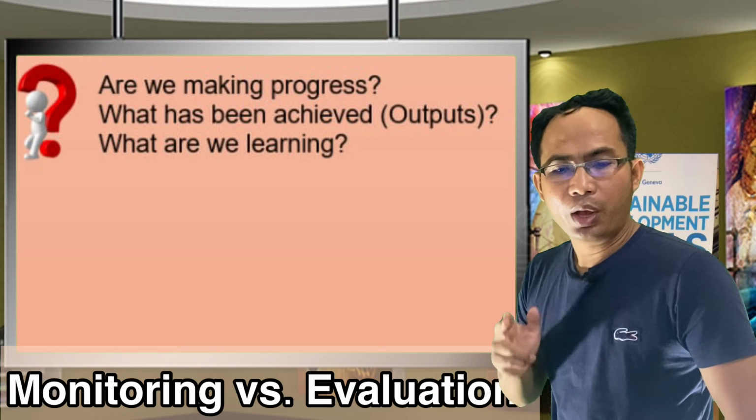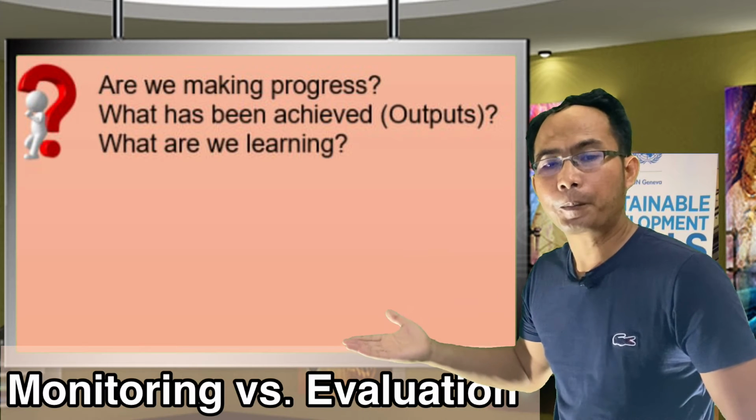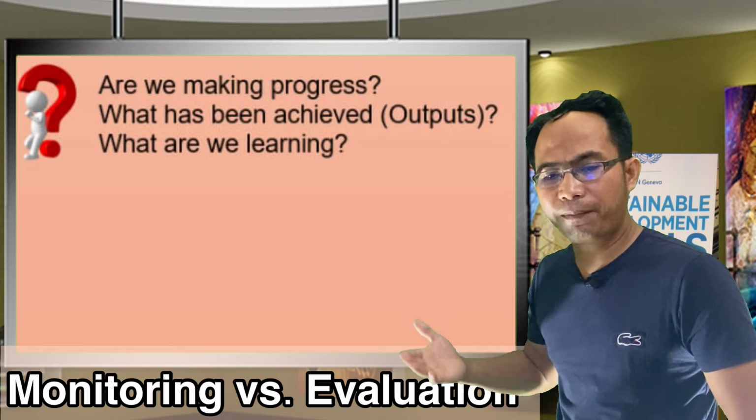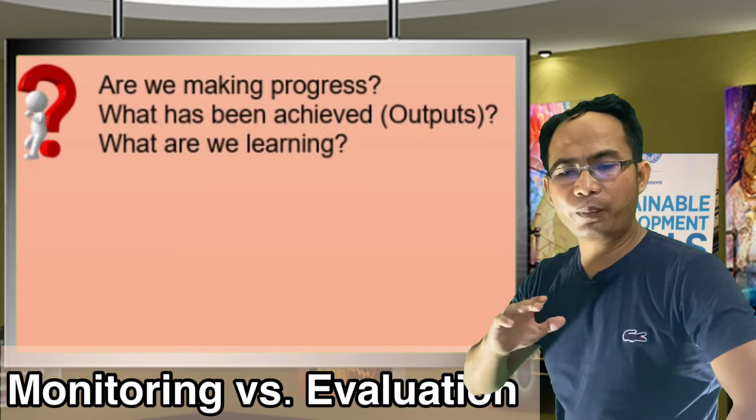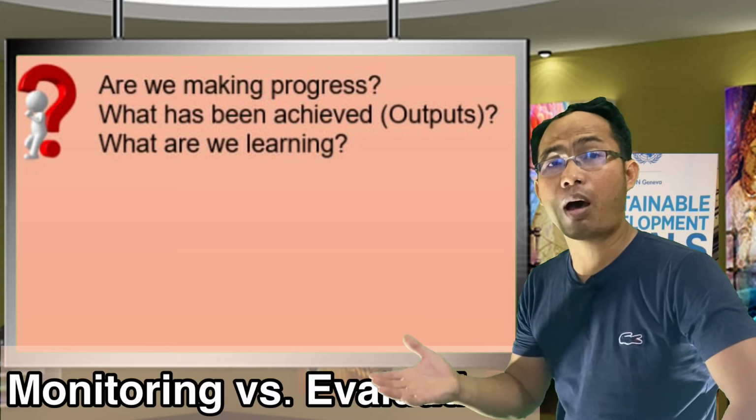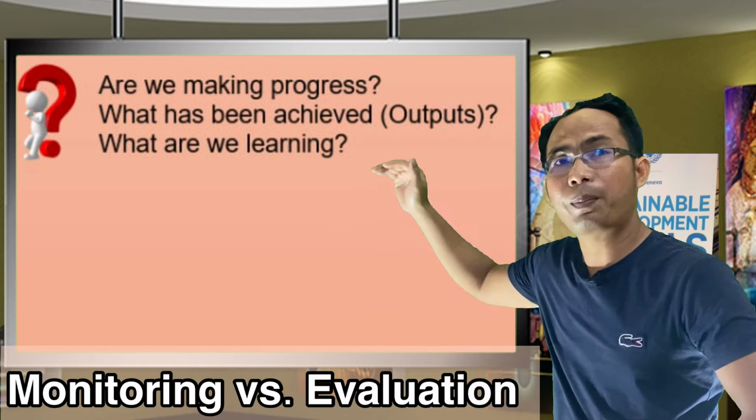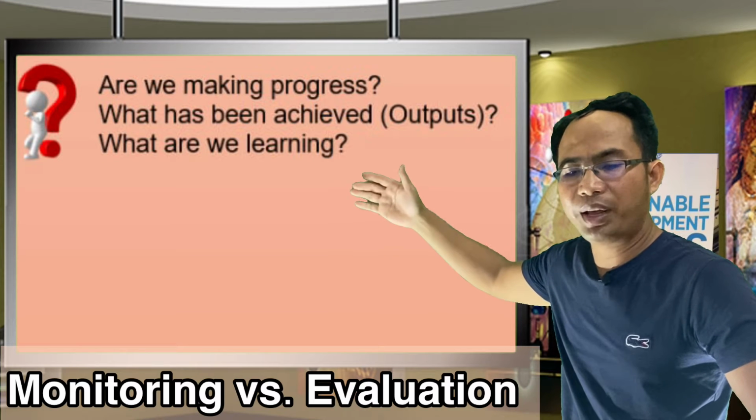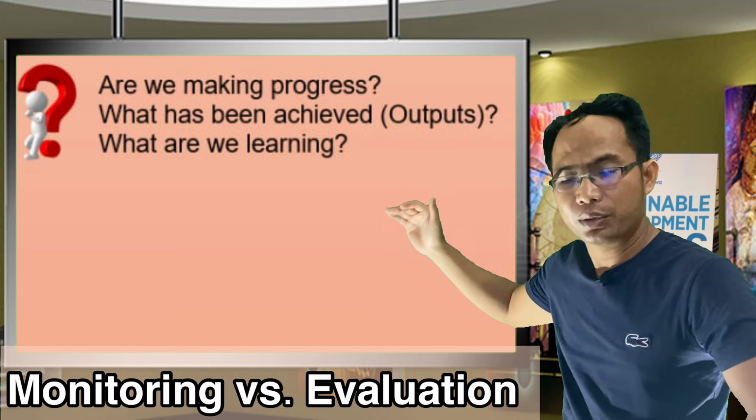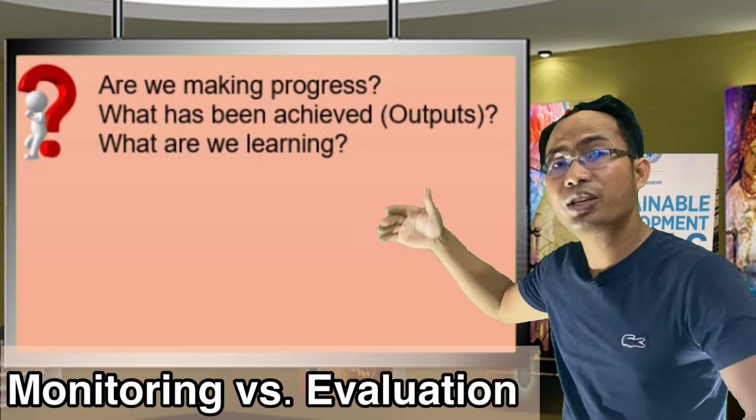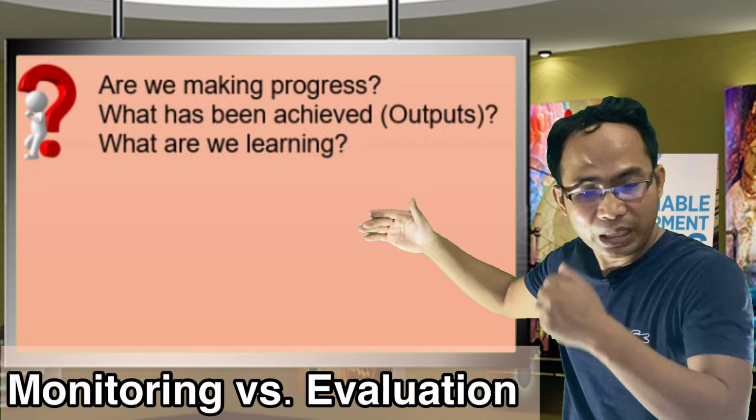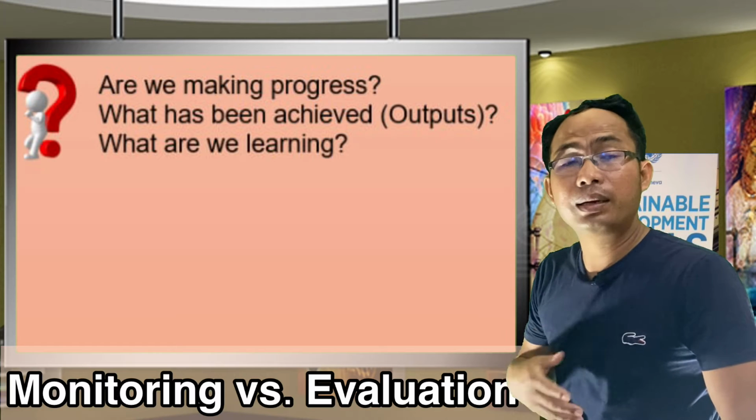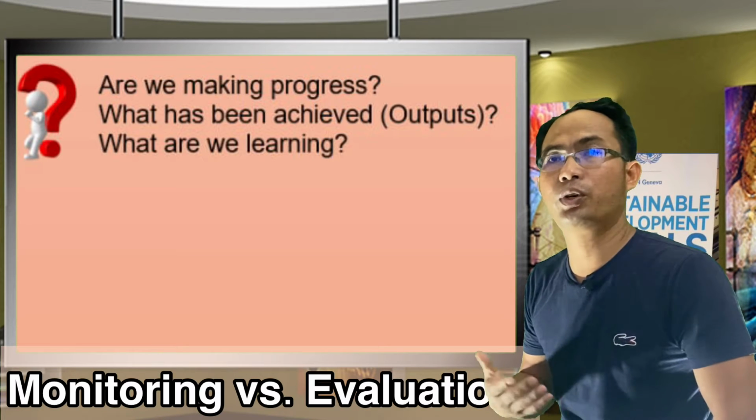Question number 2, what have been achieved? Here we are looking only at the achievement of the outputs. We just look at whether we have been able to achieve the output or not. Through the operational plan, we set a list of activities along with the key outputs, so we monitor whether we achieve those outputs or not. Last, we also look at the lessons learned from quarter to quarter.